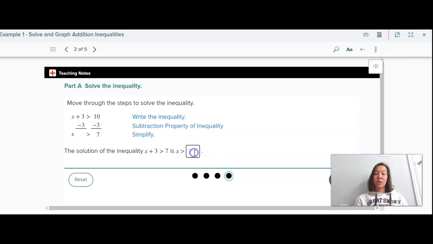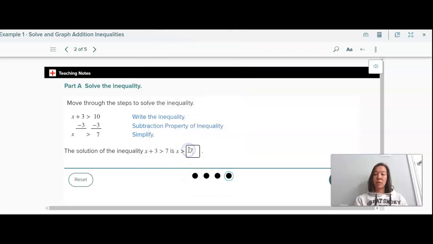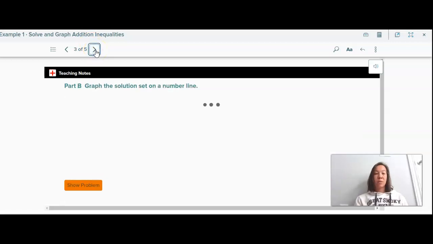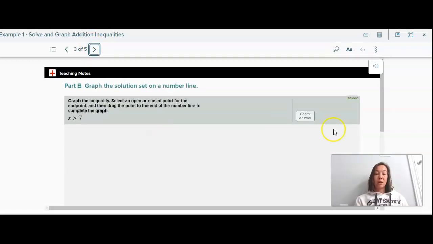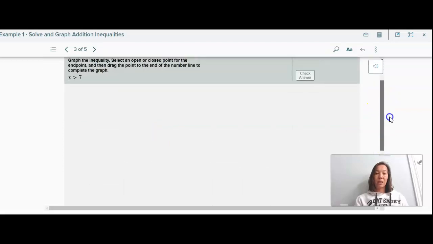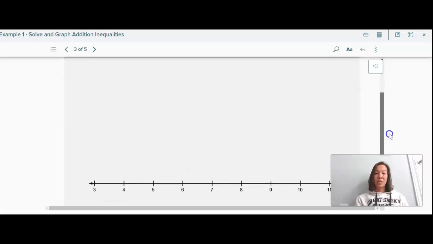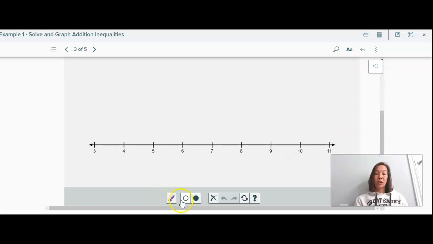And then the last thing you're going to do is graph this inequality. So we solve it the same way, and we're going to graph the solution set on a number line. So now the thing you need to remember is that since it's just greater than 7, can x equal 7? No, it cannot. So when it's just greater than, we use an open circle at 7.